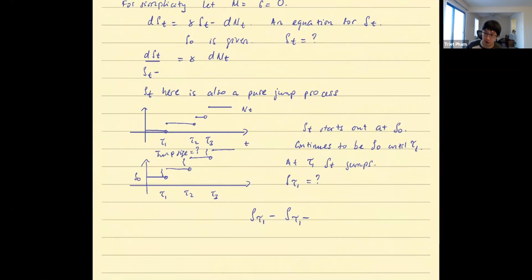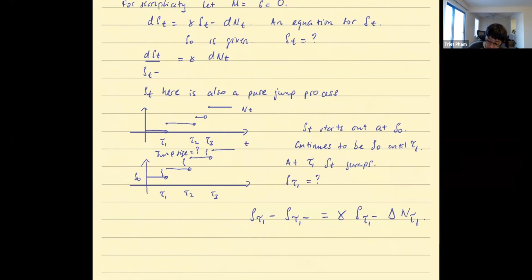Almost, Sherry, almost. Very good guess. You just didn't really look into the formula. It will be, almost your guess, gamma times S tau 1 minus times delta N tau 1. Is that okay? That's writing this out like that. This is analyzing this formula at tau 1.